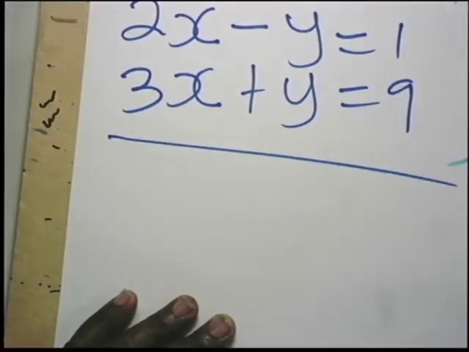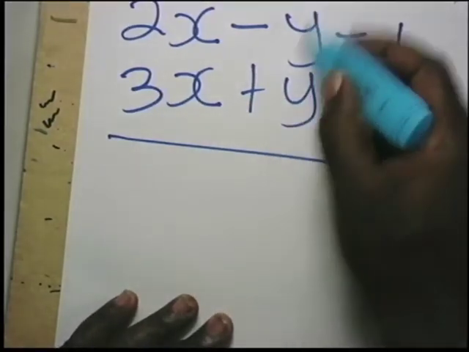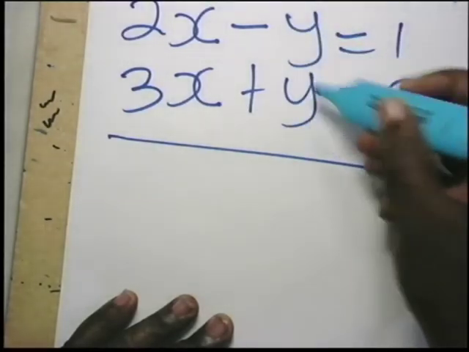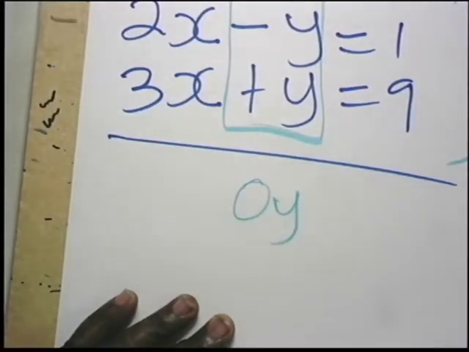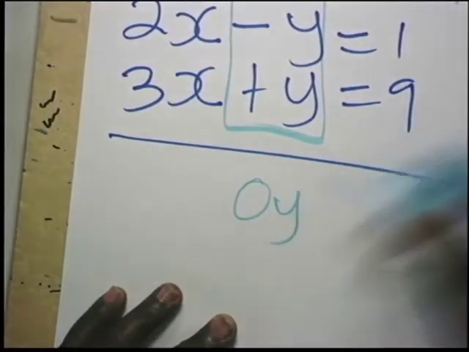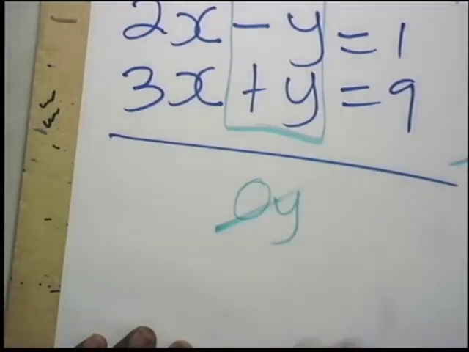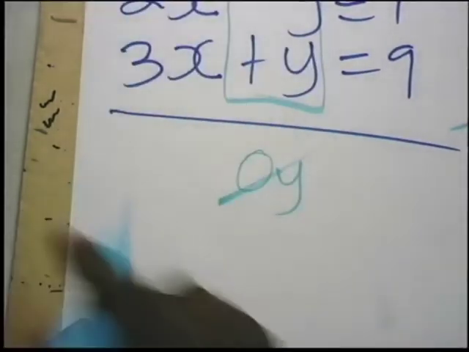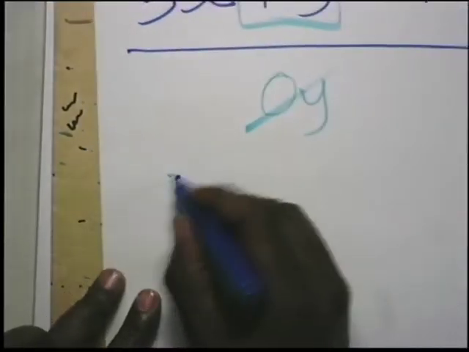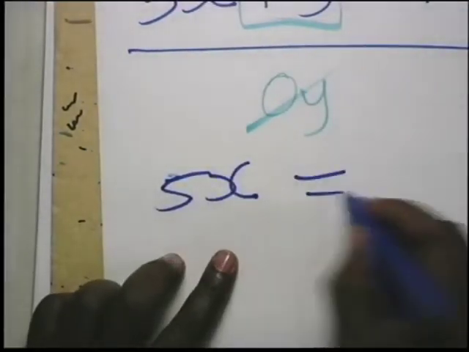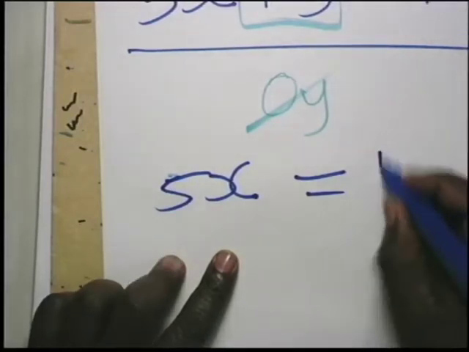The whole idea is to make sure that at the first stage, you eliminate one of the unknown variables. In this case, y. It's simple, because this will result in zero y, which means there is no y. We ignore it, it will disappear. But when we add 2x plus 3x, we'll get 5x. Let me use the blue one. We'll get 5x is equal to 1 plus 9. What do we get? 10.